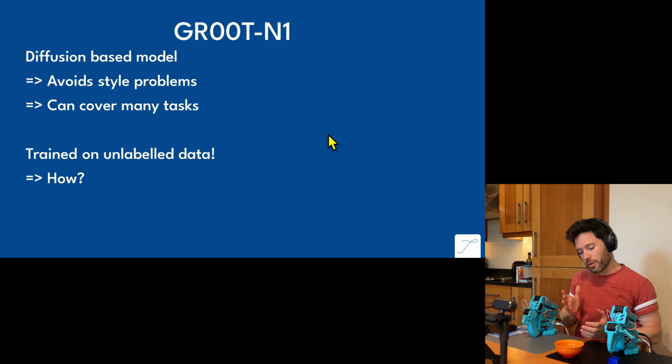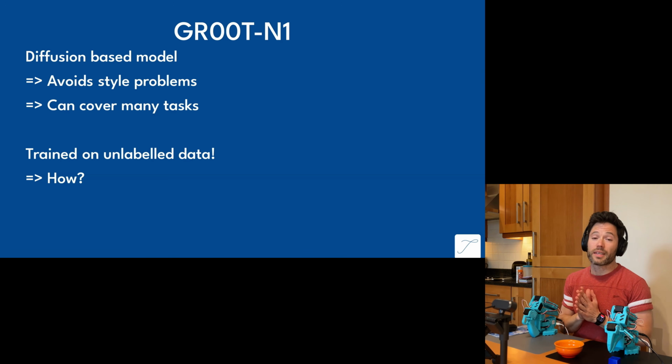Next, we're going to chat about GR00T N1. And there are 2 issues I want to cover. First is that it's a diffusion model, so is Pi0. This gets around the style or multi-modal issue that we talked about earlier, and it allows it to cover many tasks in the same model.